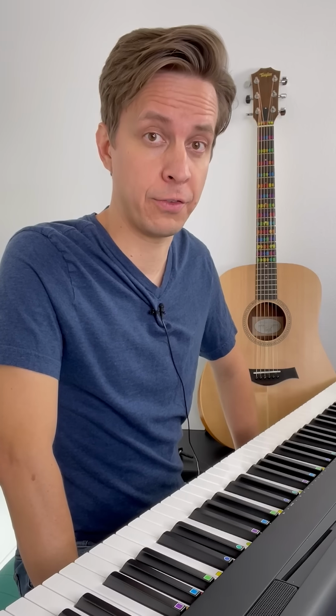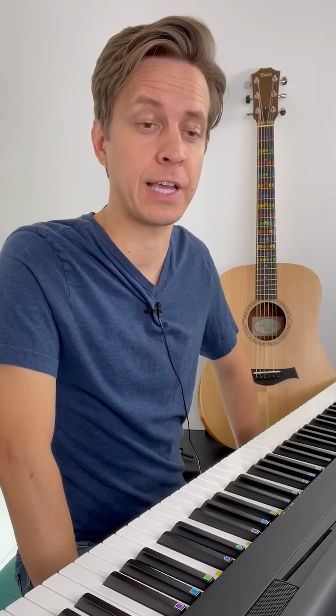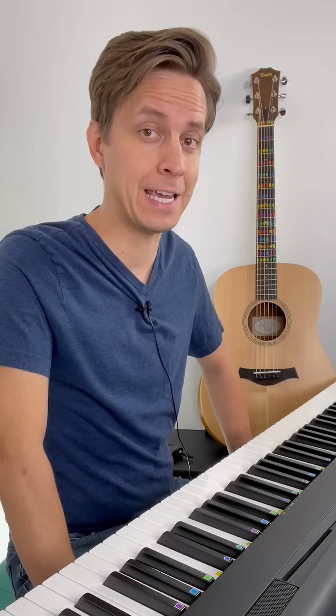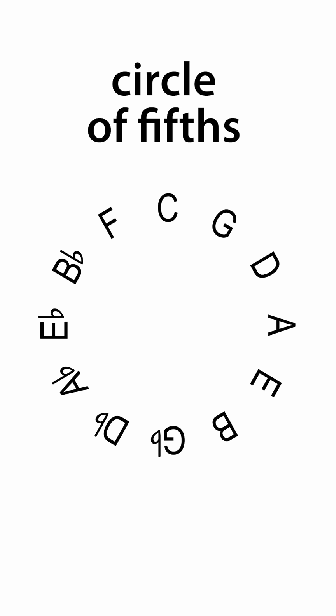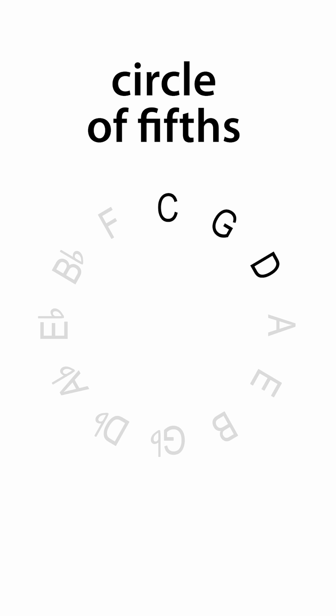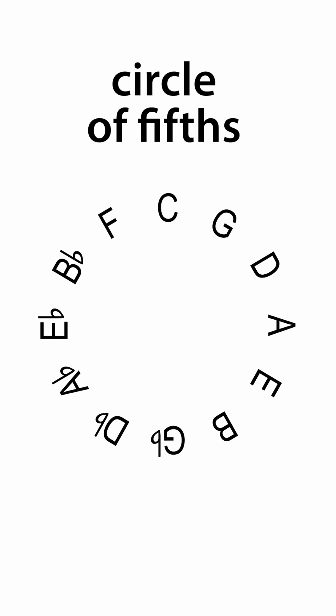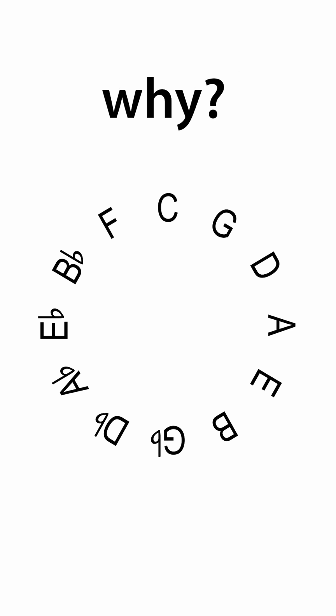The circle of fifths is a pattern in music that explains how all notes, chords, and keys are related, and this is the sequence. C, G, D, A, E, B, G flat, D flat, A flat, E flat, B flat, and F. Now, at first, the sequence of letter names can seem abstract or confusing, like why are the notes arranged in this order, and how are you supposed to use this pattern?